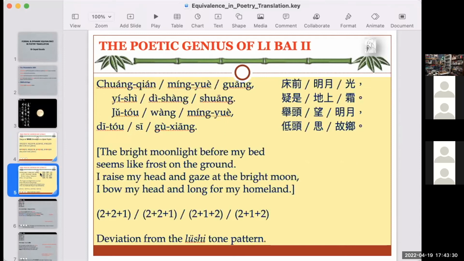And here is the poem: Chuang qian ming yue guang, yi shi di shang shuang, ju tou wang ming yue, di tou si gu xiang. You notice that I have divided each line into groups. These groups are called yin zu, sound groups, with zu meaning group. This yin zu in English means the foot, F-O-O-T. In Chinese, yin bu. Bu here is the foot. Also in Chinese, you may call this hiatus or pause dun. Dun, in English, you may call it caesura.